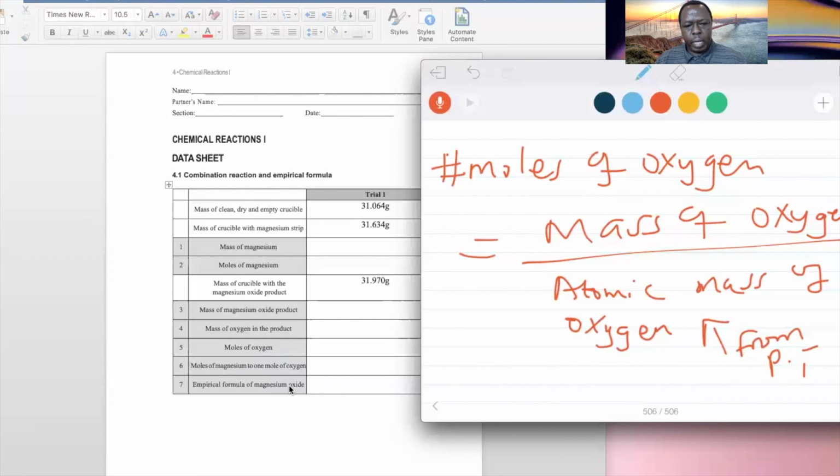Please attach your calculation. Attach an extra sheet of paper showing your calculation. Other than that, that marks the end of my pre-lab lecture on experiment number 4.